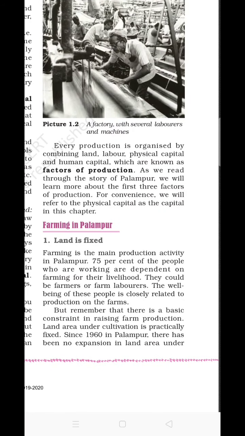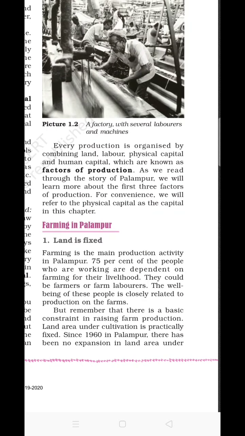So firstly, moving further, what we are going to discuss is land. Land is fixed. Can land be changeable? Most of the time the land is fixed. Palampur is a small village, and the people living in Palampur have already distributed their land in a proper way.